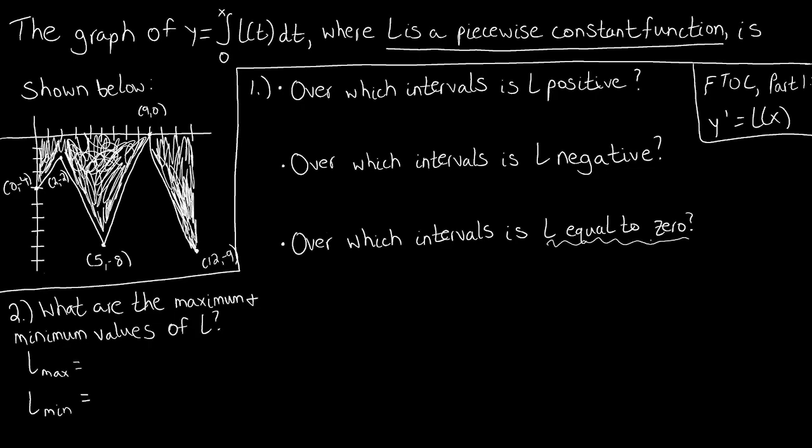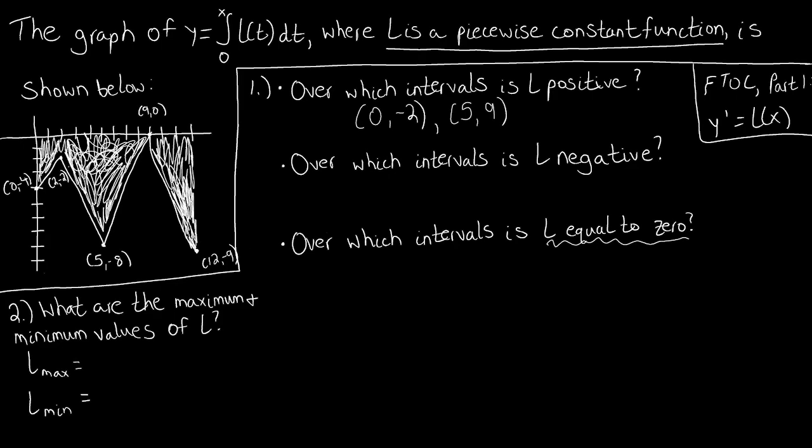Let's go ahead and put down our answers for where L is positive. On this interval, we're looking at the horizontal axis, going from the value of 0 to 2. We have a positive slope here, so that interval gives us a positive slope, which means that L is positive. And then again, we see another positive slope ranging from 5 to 9. So that's another positive slope. Those are our two intervals where L is positive.